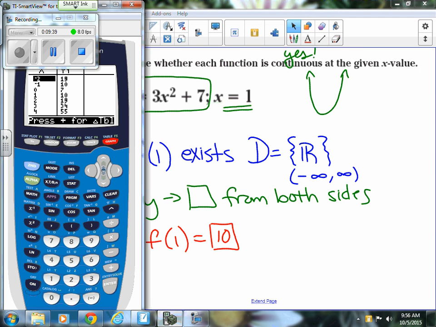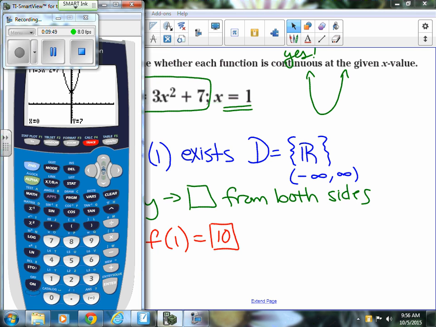Now, if you think about what is it approaching and you go back to your graph, we can trace on our graph. So go ahead and press trace and see what values it gets closer to as x approaches 1. What is the y doing? So go ahead and look at the bottom of your screen. As x gets closer and closer to 1, so watch your x value change, the y values get closer and closer to 10 from the left.